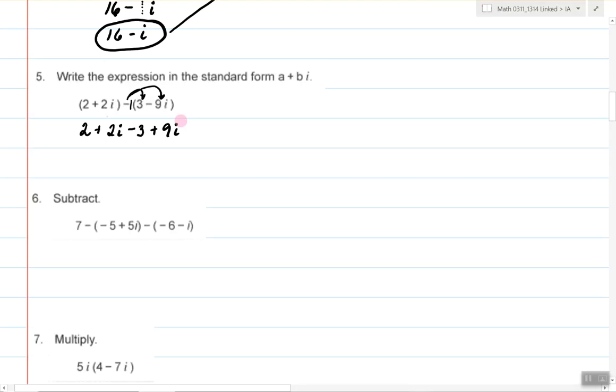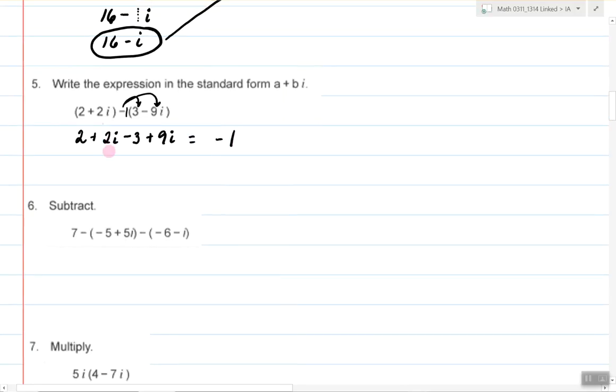Now I'm going to combine the real parts. Positive 2 and negative 3 gives me negative 1. I'm going to combine the imaginary parts. 2i and 9i gives us 11i. There is my complex answer. That is the difference of these two.